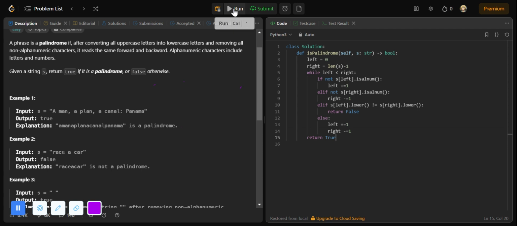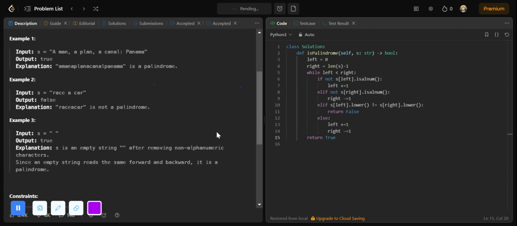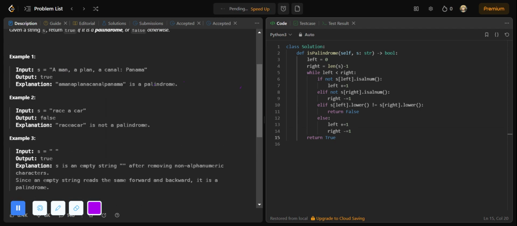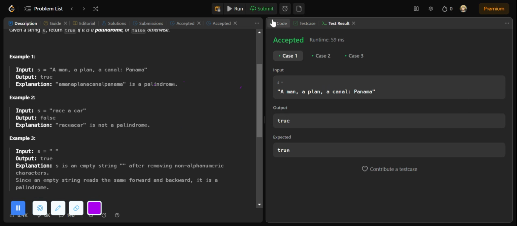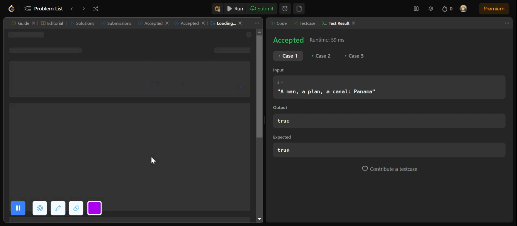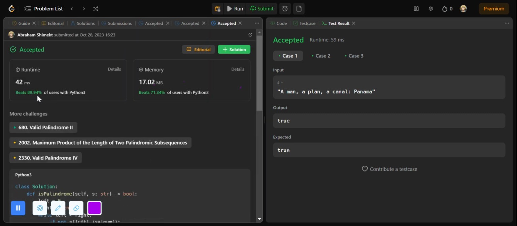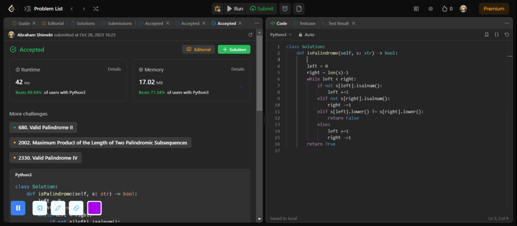So let's see if this passes or not. I'm going to submit it and see what's going to happen. As you can see, it passed and it beats 89 percent, and it beats a good share on memory also.